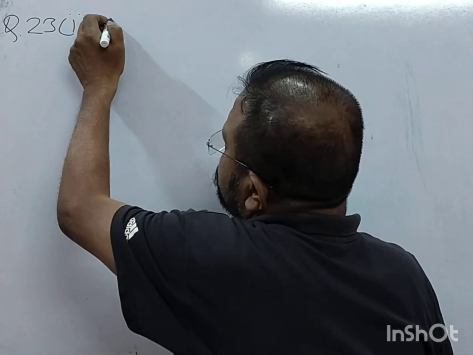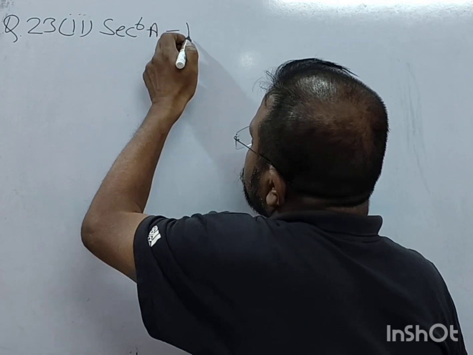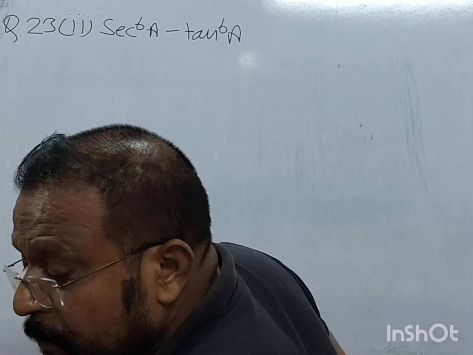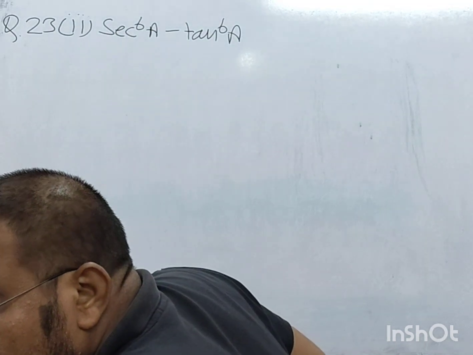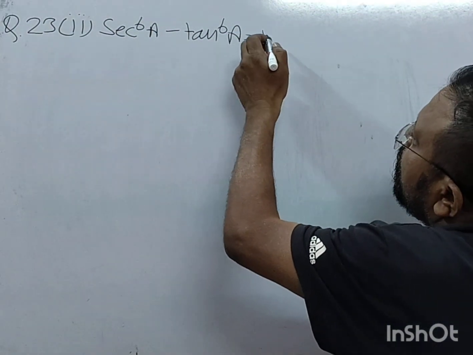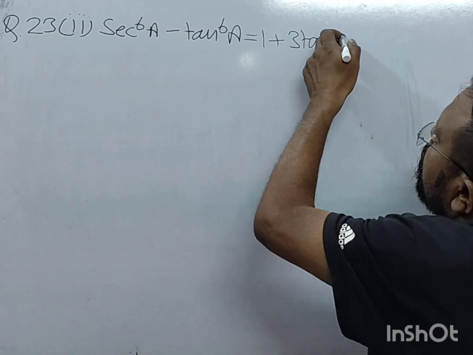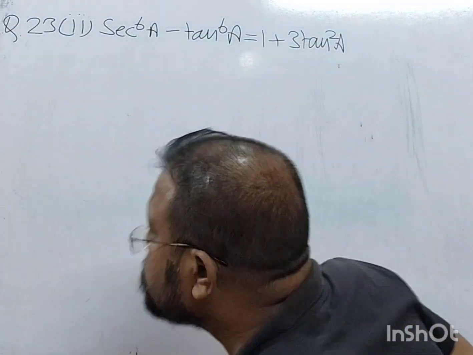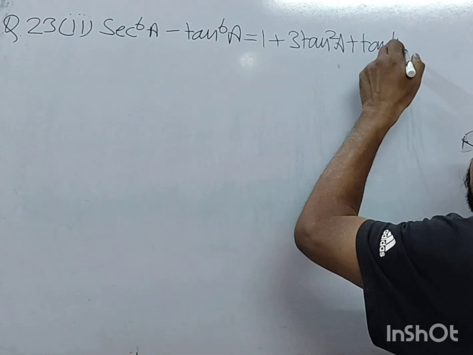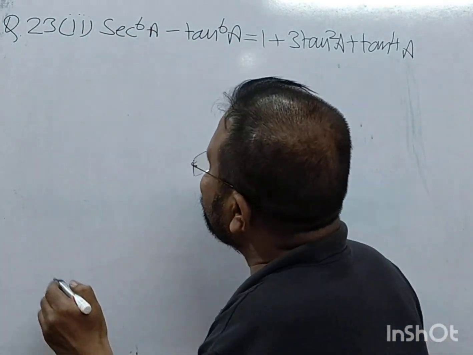Sec raised to the power 6a minus tan raised to the power 6a. Is it the same? So what do you get? 1 plus 3 tan square a plus 3 tan raised to the power 4a. Here it works. What we were doing earlier, that is working here.